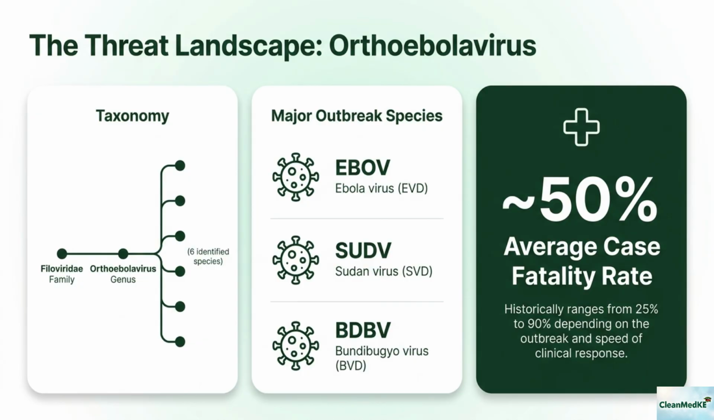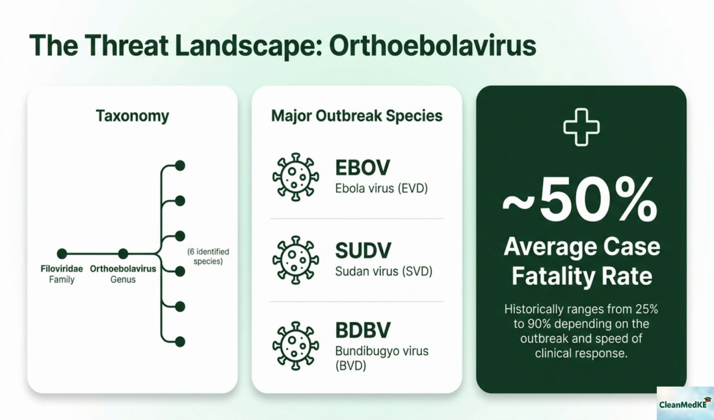To understand the severity of this disease, we have to look at its biology. Ebola belongs to the Filoviridae family, specifically the Ebola virus genus. While there are 6 species, 3 are the major players in human outbreaks: the Ebola virus, EBOV, the Sudan virus, SUDV, and the Bundibugyo virus, BDBV.